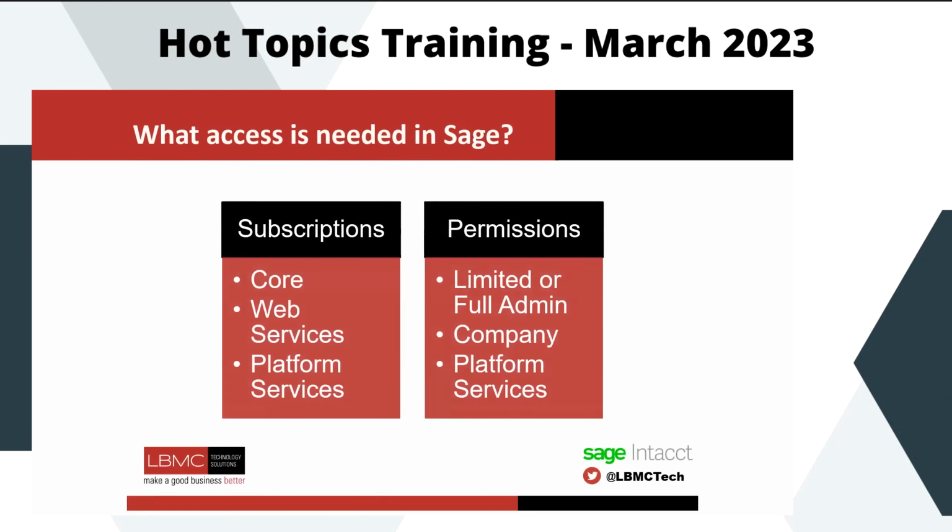One thing that you may also know is what access is needed within Sage Intacct to use smart events and smart rules. Well, one thing is you must have a subscription to your core modules. Also, you need your subscription within the web services and platform services as well within Sage Intacct. You will also need the needed permissions, and that will be a limited or a full admin within Sage Intacct. And you will also need at least read-only permissions within company and also platform services.